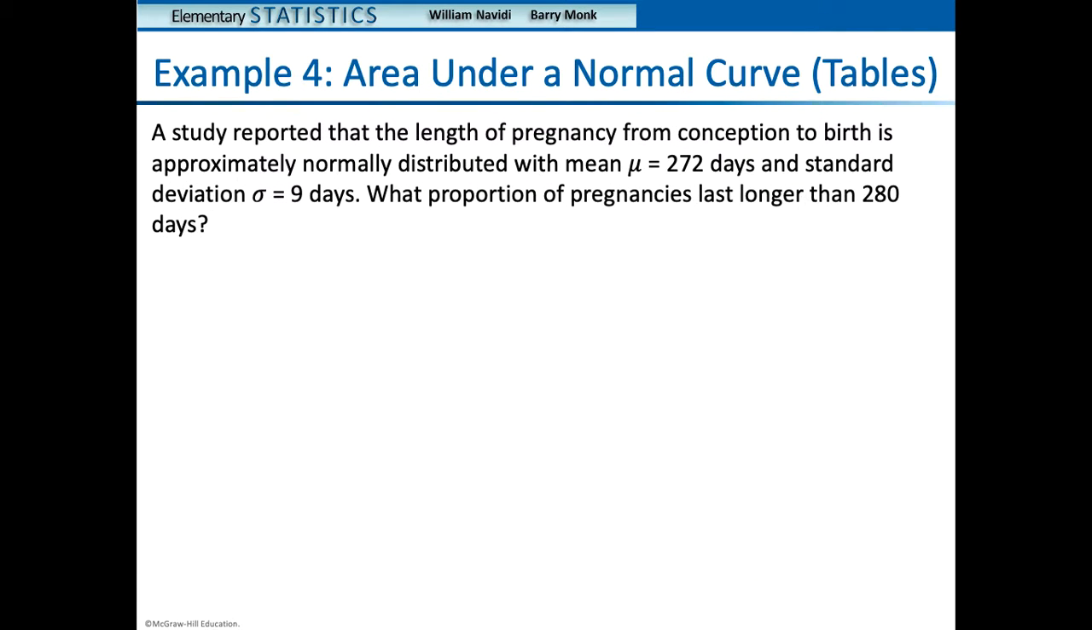Let's do another example. Again, same study. The length of pregnancy from conception to birth is approximately normally distributed, with a mean of 272 days and a standard deviation of 9 days. This time, what we're asked is, what proportion of pregnancies last longer than 280 days?